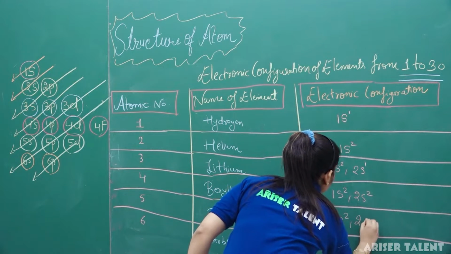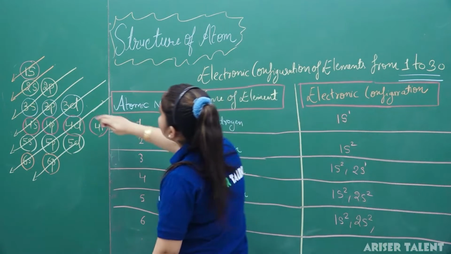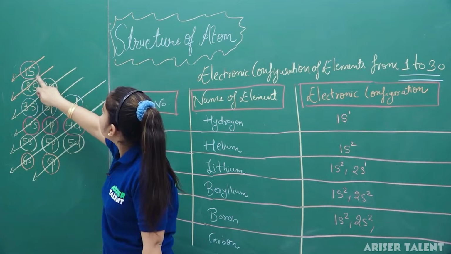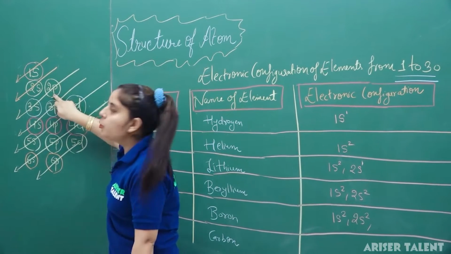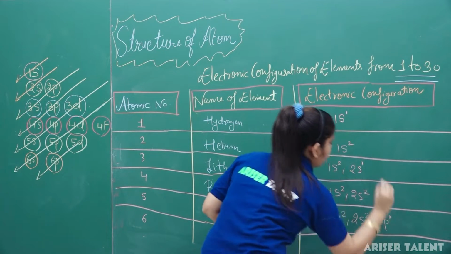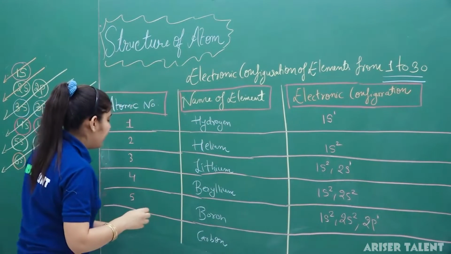1s2, 2s2. Now the electron will accommodate in the p shell and the electronic configuration will be 1s2, 2s2, 2p1. So 2p1, it will have 5 electrons.